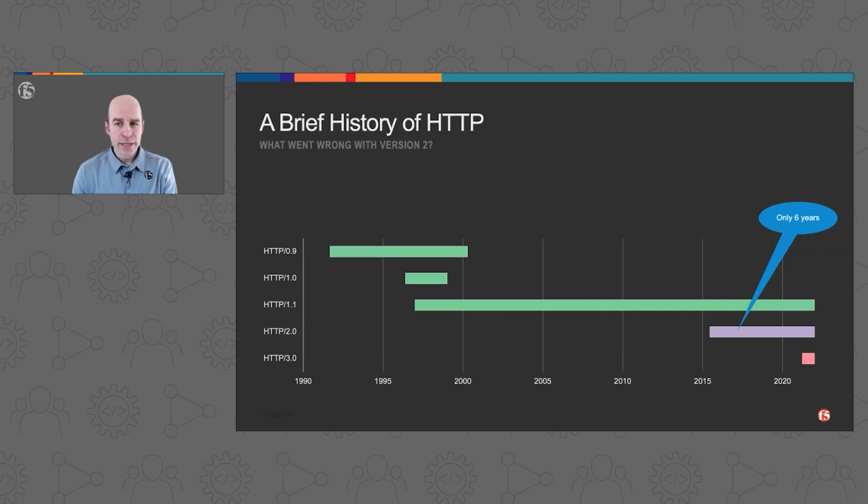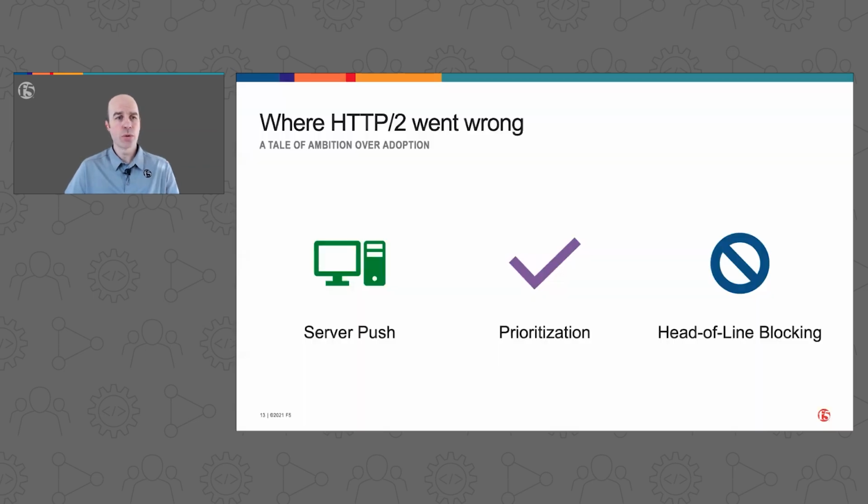So before we get onto the details of HTTP3 and QUIC at a deeper level, we need to understand why HTTP 2's reign has been short-lived. So what went wrong? Primarily it's a tale of ambition over adoption. The HTTP 2 standard tried to solve a ton of things, and it really got a bit over its skis in terms of the problems it was trying to solve and what problems were most important and what really weren't.